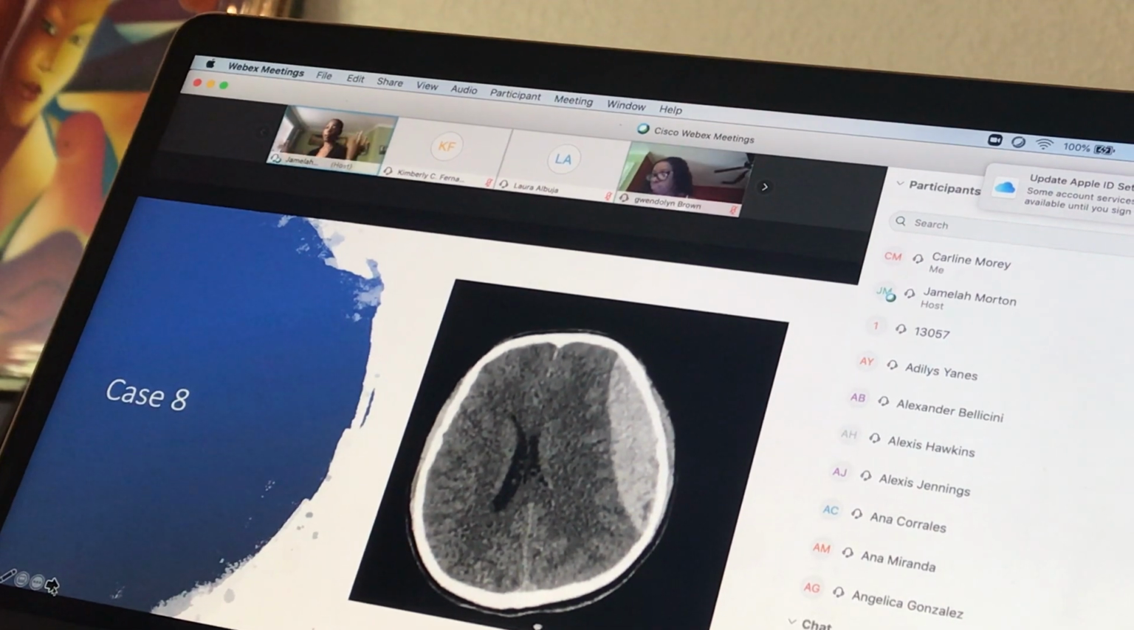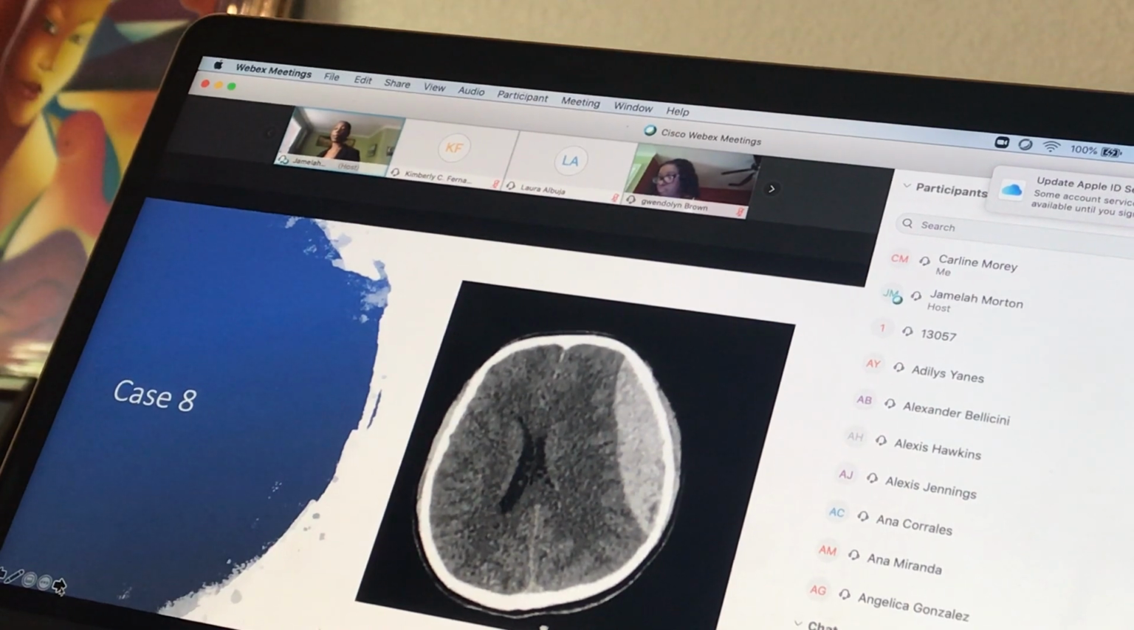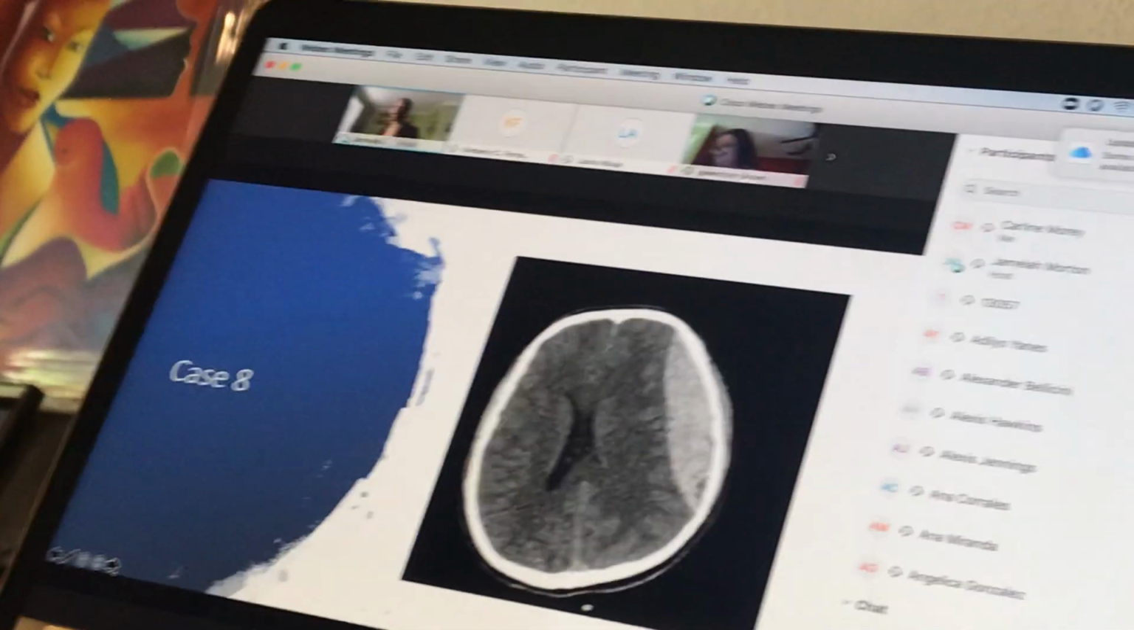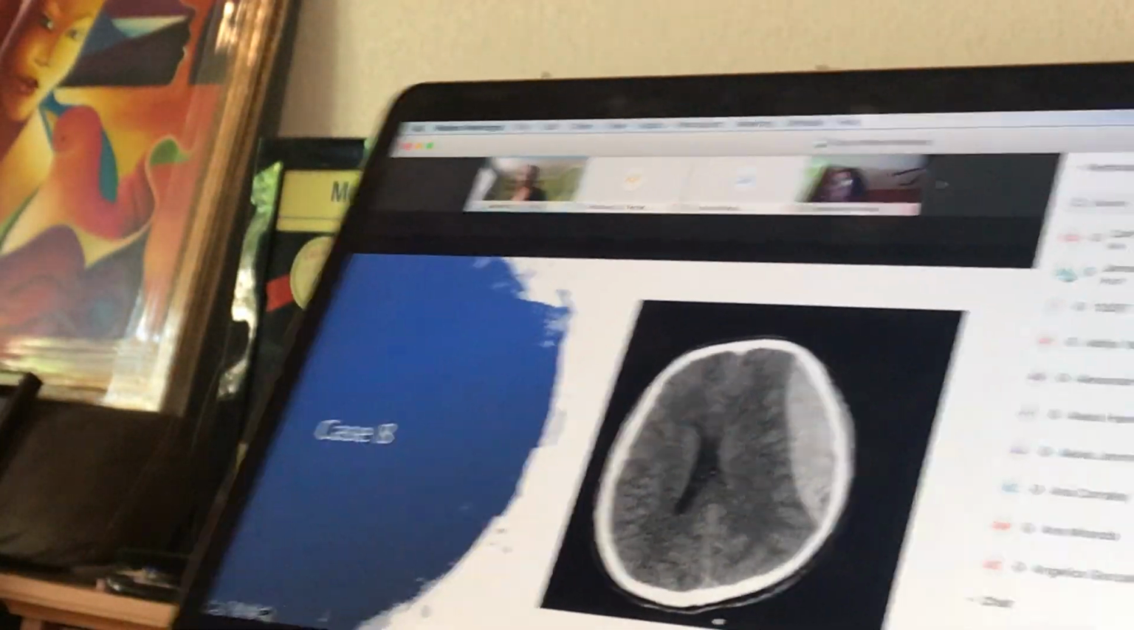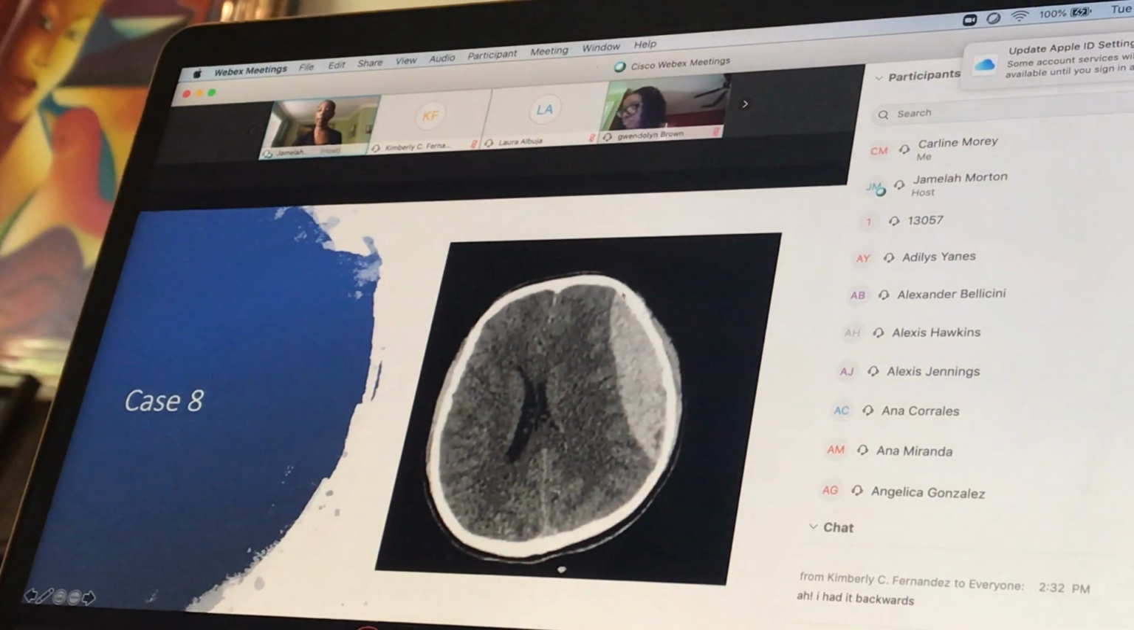Because remember, the skull is a fixed box. The brain can't move over anymore. What usually happens is that you end up with brainstem herniation. Okay? So this is an epidural hematoma. This is a convex shape. Look at this, it's convex.